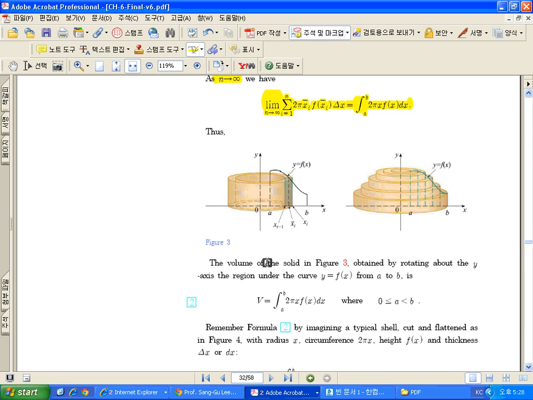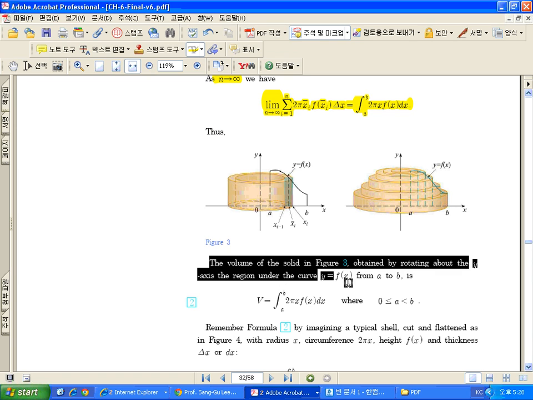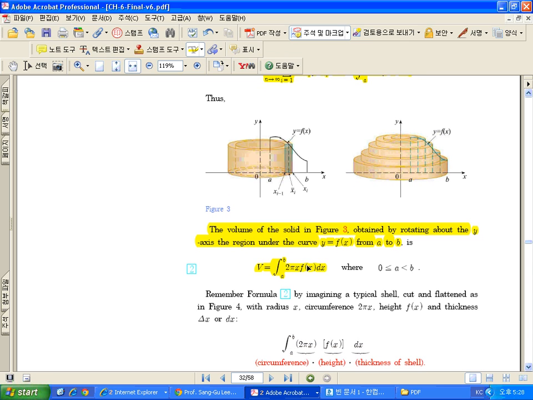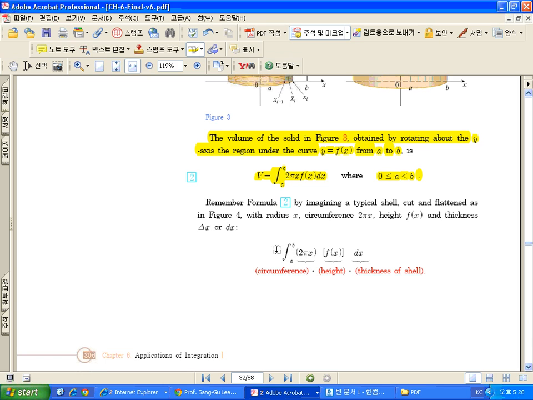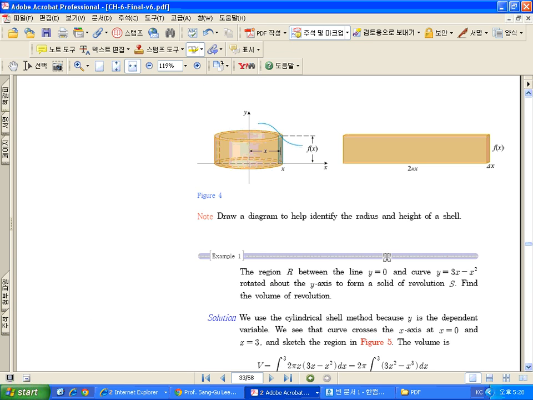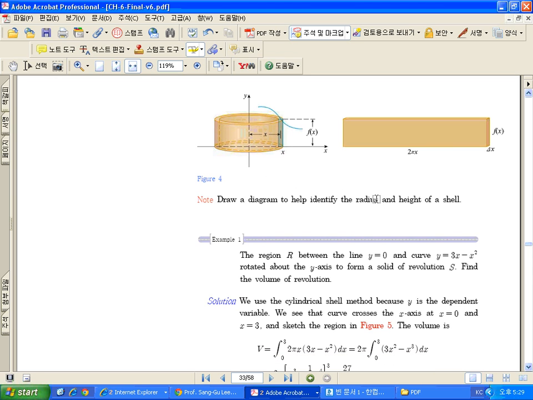So the volume of the solid in figure 3, obtained by rotating about the y-axis the region under the curve y = f(x) from a to b, is the integral from a to b of 2π x f(x) dx. So this is exactly the same as what we saw: circumference times height times thickness. Also, this kind of tunnel can be stretched like this: 2π x times Δx times h(x). Okay, this figure 4 shows what we have done.